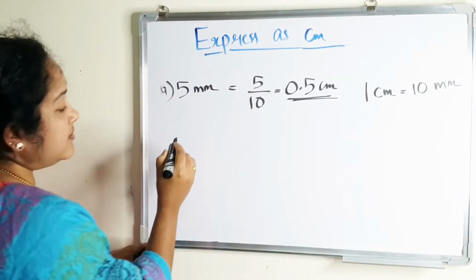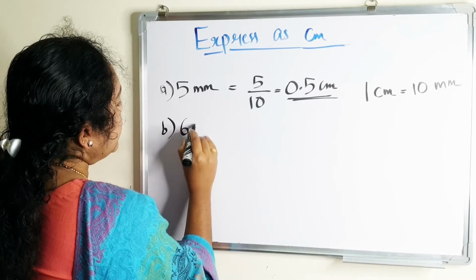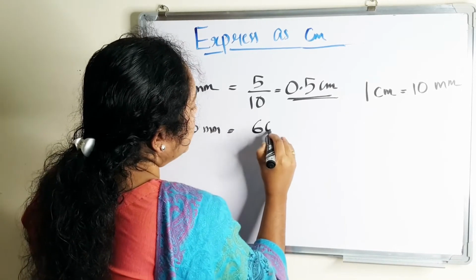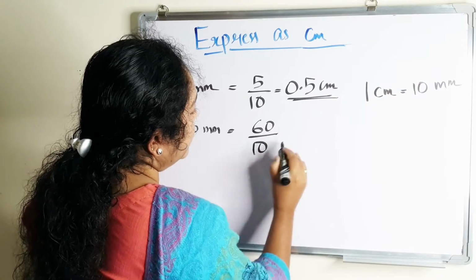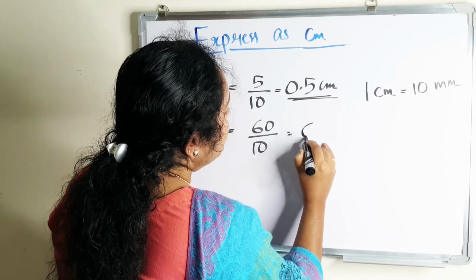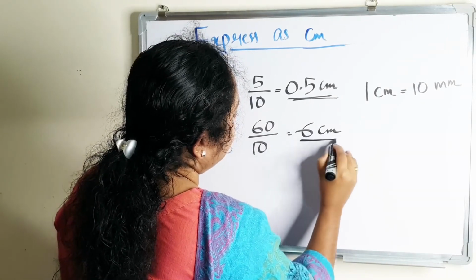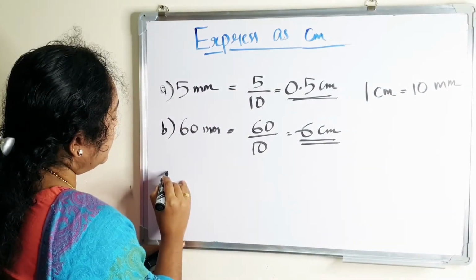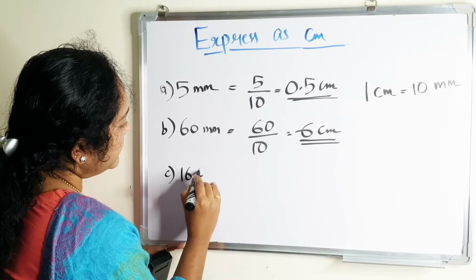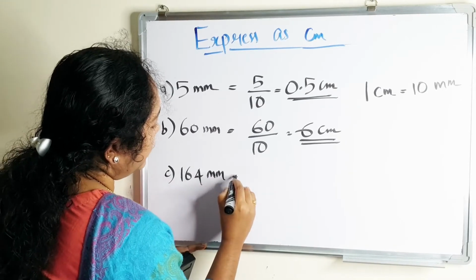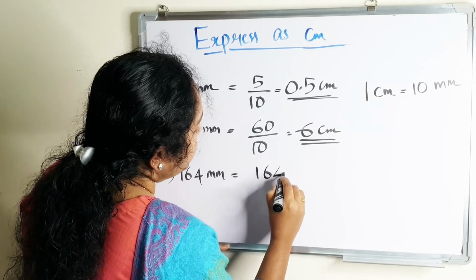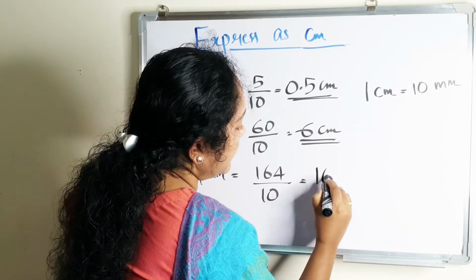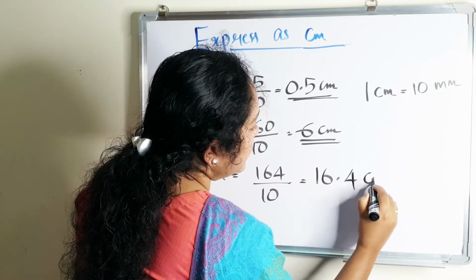Next question, 60 millimeter. That is 60 divided by 10, which is equal to 6 centimeter. Next, 164 millimeter. That is equal to 164 by 10, which is equal to 16.4 centimeter.